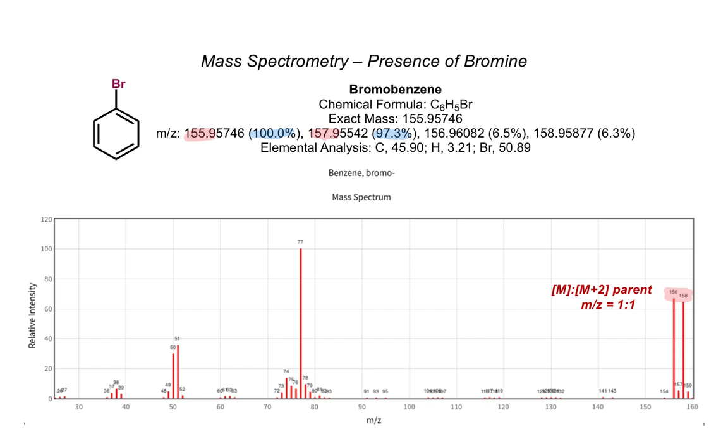The 155.95, that's due to the bromine with the 79 label. And the 157.95, that's bromine with the 81 label. And to repeat, the reason you see them is because bromine naturally has two abundant isotopes. And the difference is due to the number of neutrons.